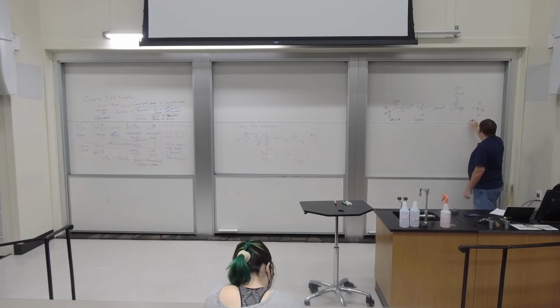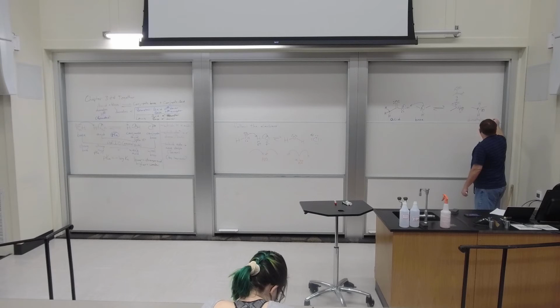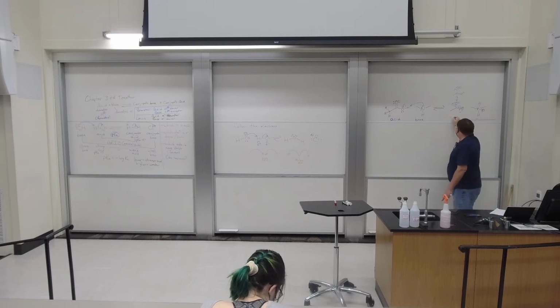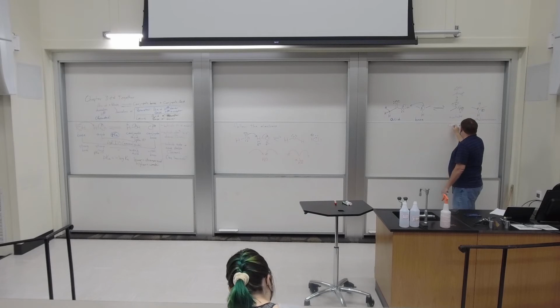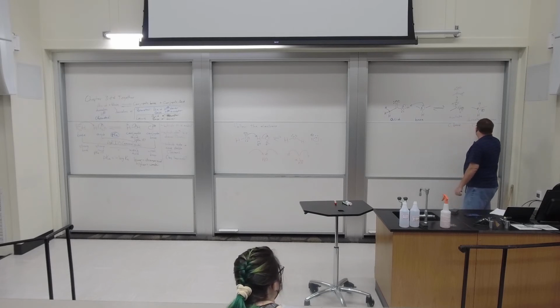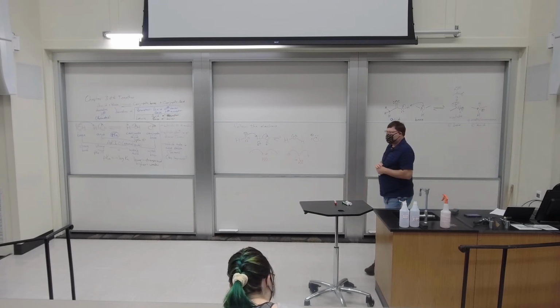So this is dimethylammonium. This would be dimethylammonium acetate. So acetate is the conjugate base. Dimethylammonium is the conjugate acid. Now, which side is favored?